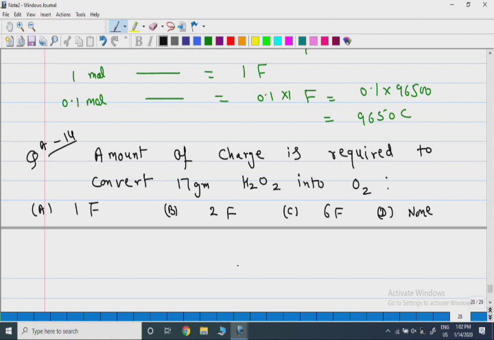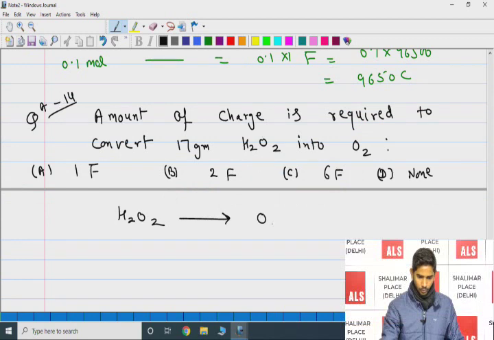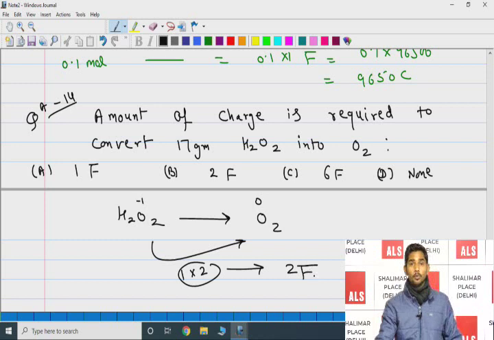Okay, let's see. H2O2 is getting converted into O2. Let's calculate the n factor first. This is -1, this is 0. Change of 1 into 2. So n factor would be 2 here. So we can say 2 farad for 1 mole.